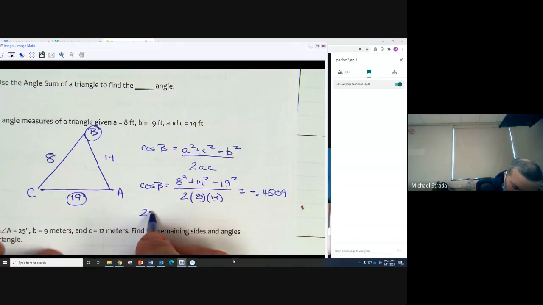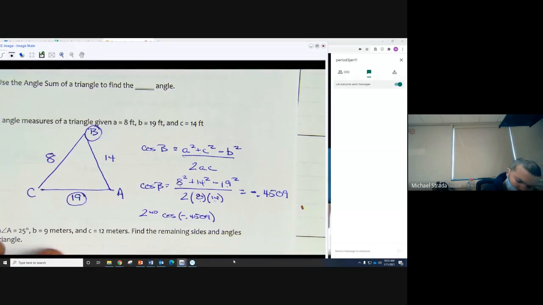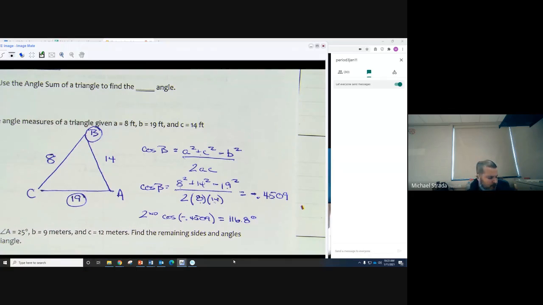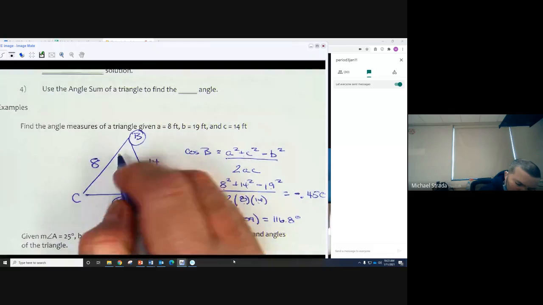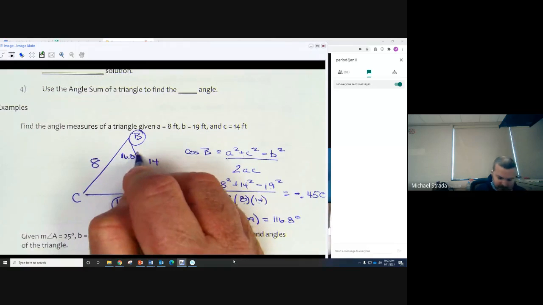We now hit second cosine of negative 0.4509. Since it's negative, I know it's going to be obtuse. My calculator should shoot out 116.8 degrees. Any questions at this point? All right. So this is 116.8 degrees.